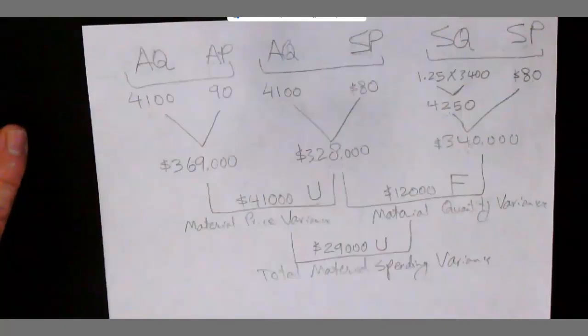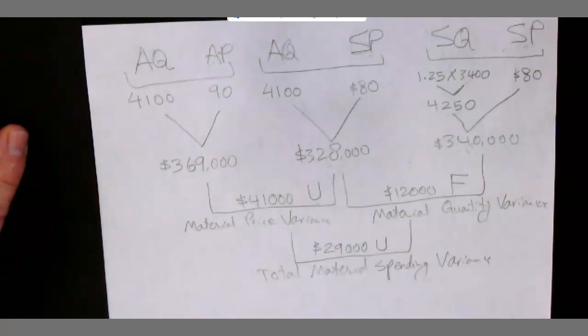Stop sharing. You see here, the $328,000. That is the standard price, because you always want to put the standard price in the raw material inventory, right? So we put standard price in the raw material inventory multiplied by actual quantity of material purchased and used. There you go. And remember, this is purchased and used, okay?